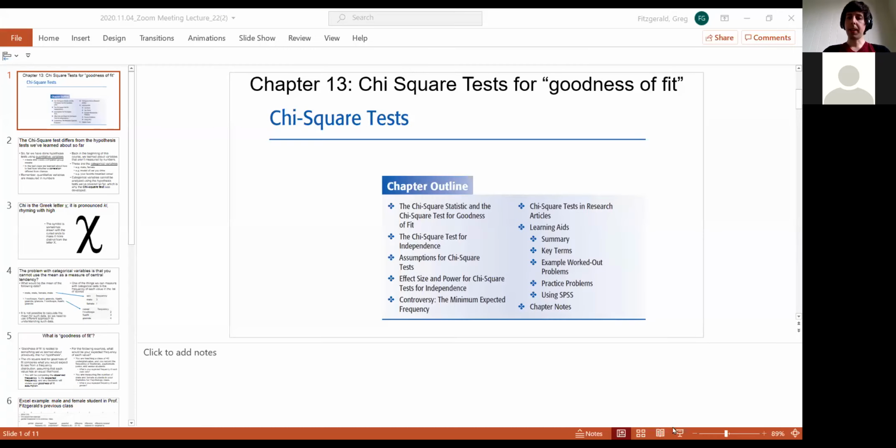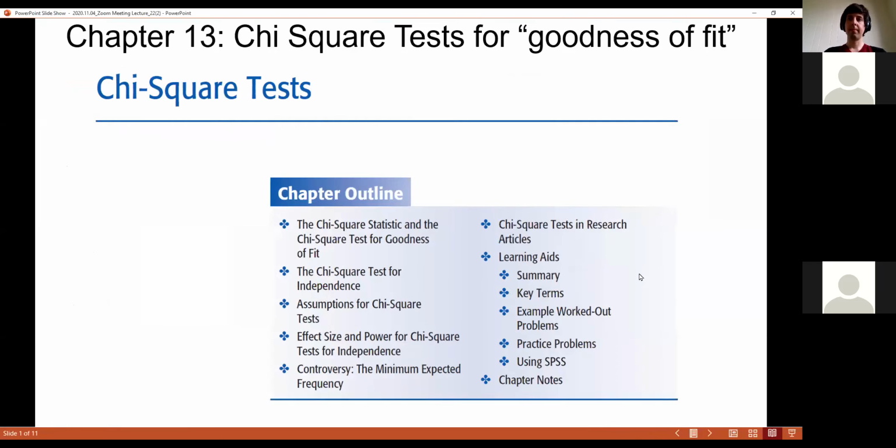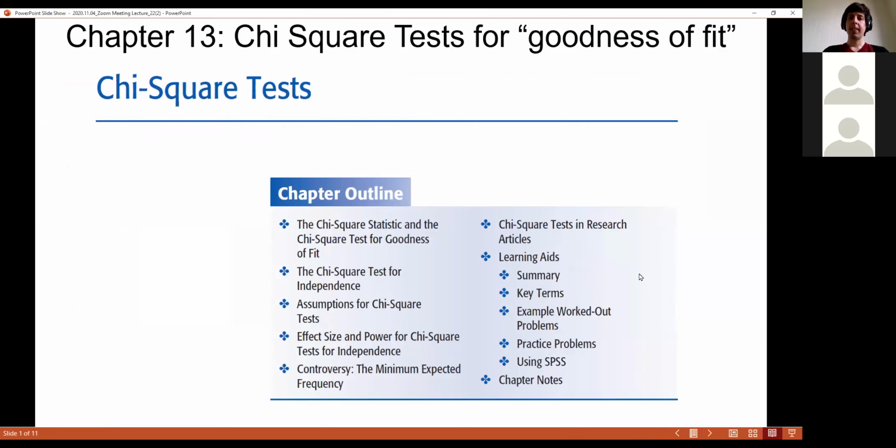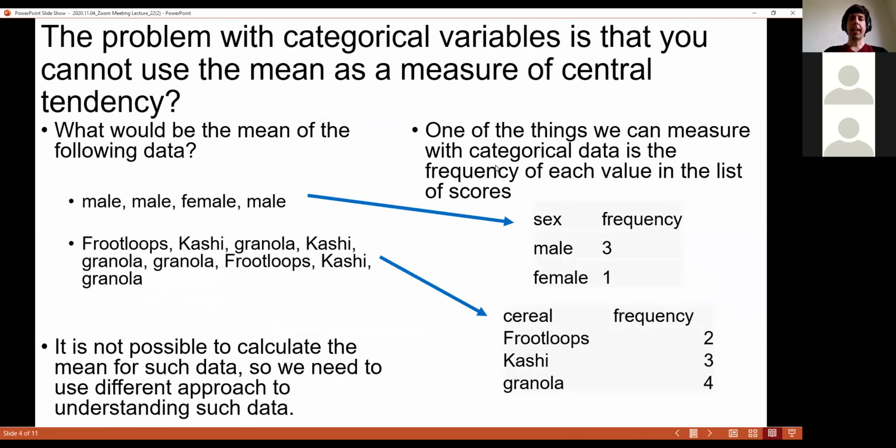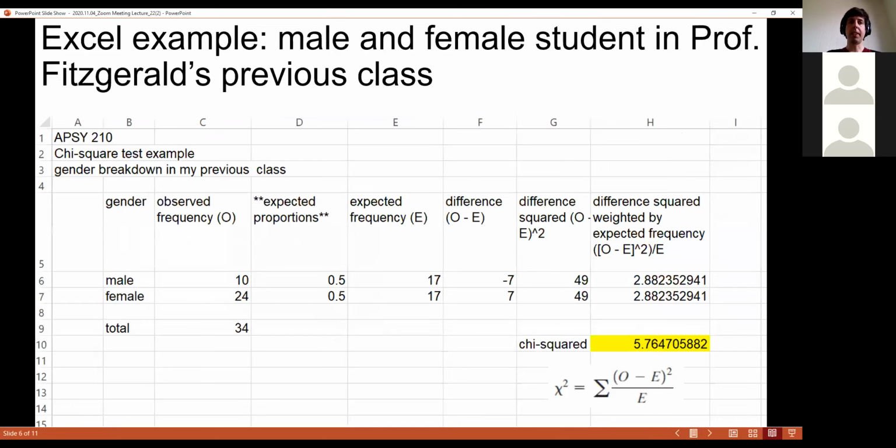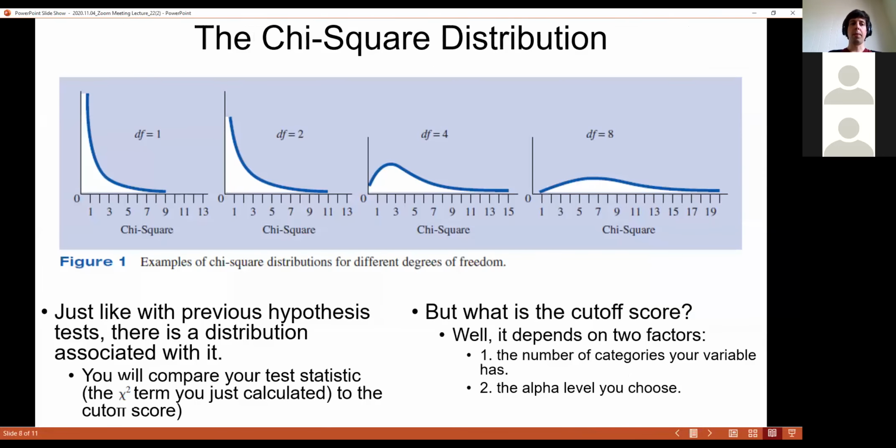All right, now time to share my screen with y'all. All right, do you guys see my screen okay? Yep. Very good.